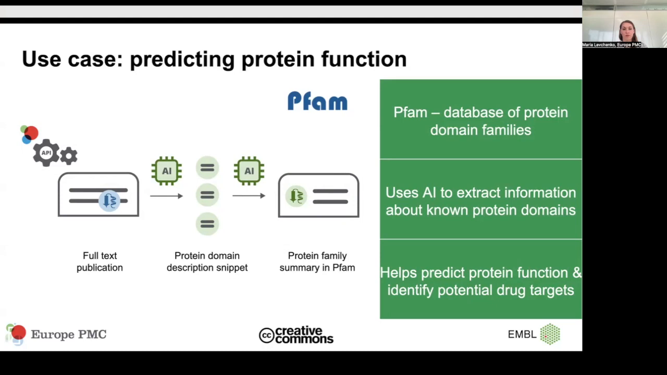So the PFAM team, what they're doing is they're using the Europe PMC API to find the full text, and then they're finding snippets that describe the protein domain within the text. And then they're using that to provide a summary of the protein family. And so this helps users of this database to predict functions and identify potential drug targets from that.